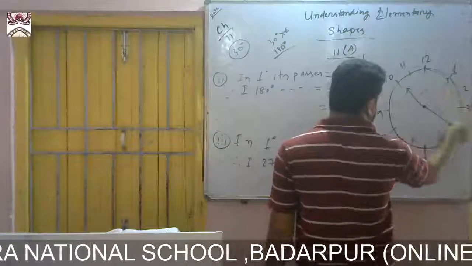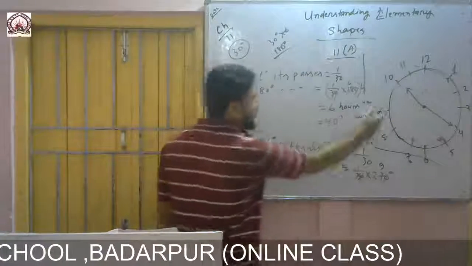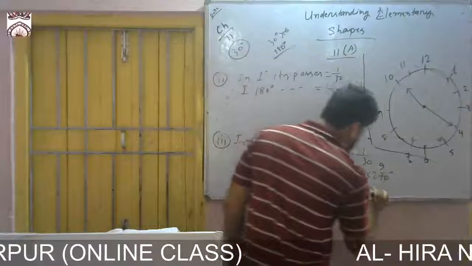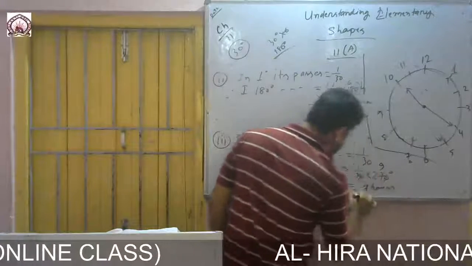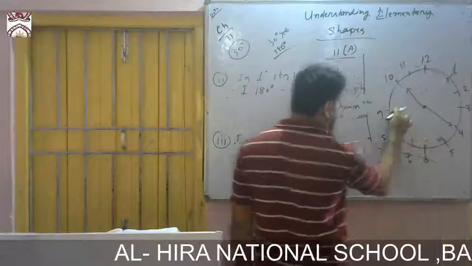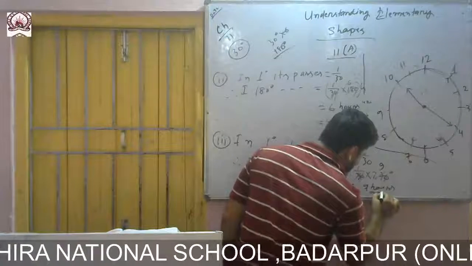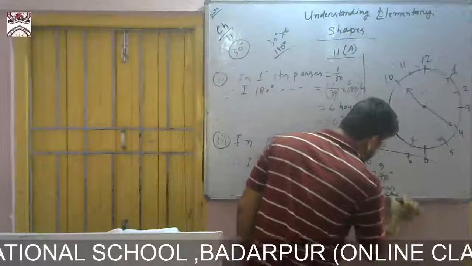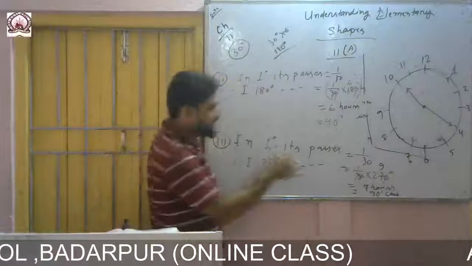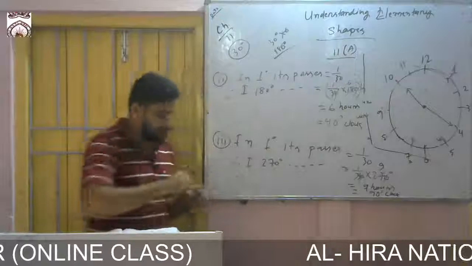So 1 2 3 4 5 6 7 8 9. So if you come to this, then it is coming 9. So it is 9 hours. That means from 12 if you start 1 2 3 4 5 6 7 8 9 hours. That means at 9 o'clock. So in every answer you write clock. At 9 o'clock.